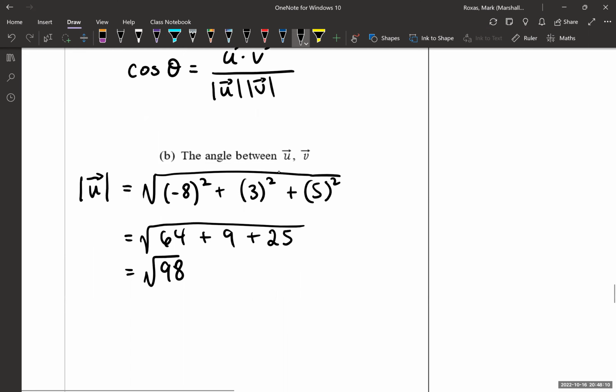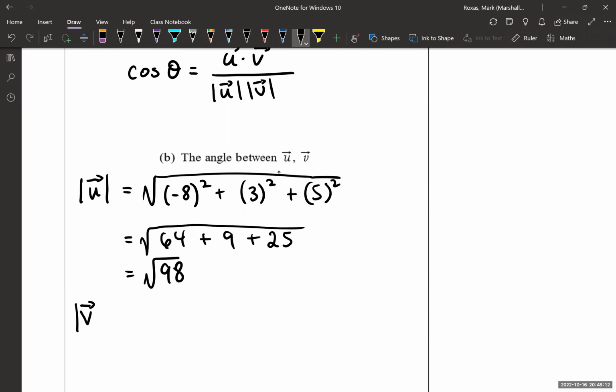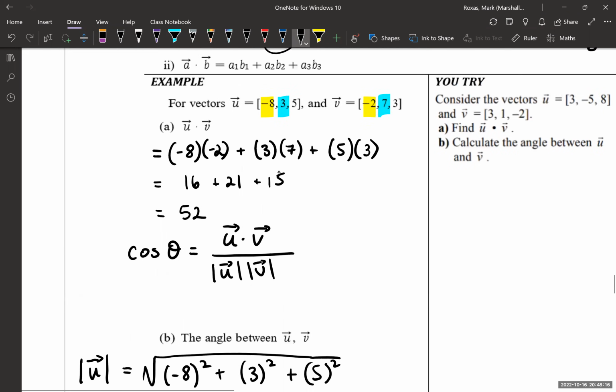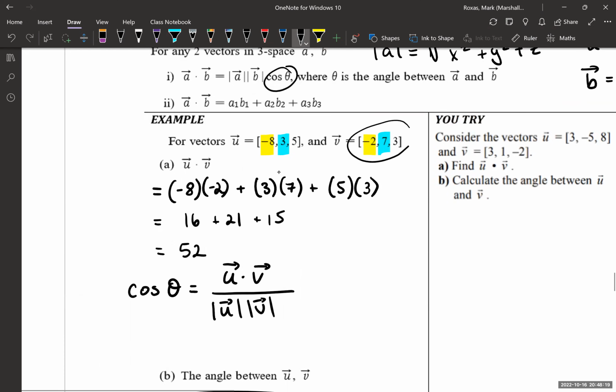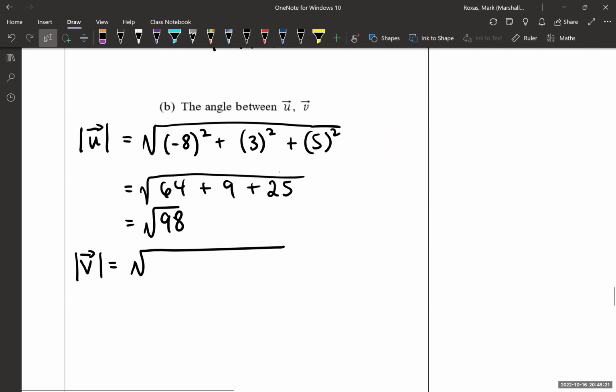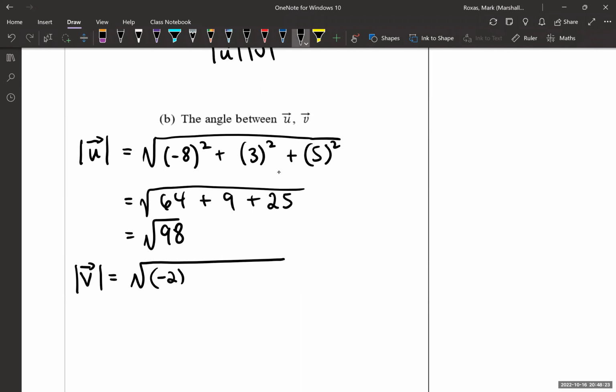And I can do the same thing for the magnitude of v. So that's going to be the square root of, let's look at v again, -2, 7, and 3. Okay, so -2 squared plus 7 squared plus 3 squared equals 4 plus 7 times 7 is 49, 3 squared is 9, that's going to be 62, the square root of 62. So there we have it. We have our magnitudes, leave them in exact form.